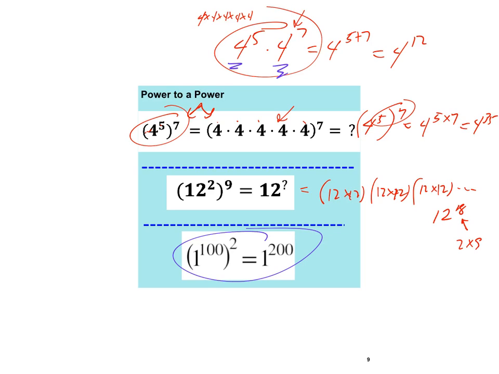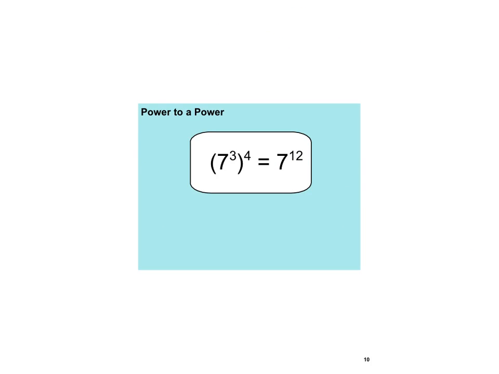Here, it did list the base 5 times, but again, we do that 7 times overall, so this was the power to a power there. Okay, here's just one final one. 3 times 4 equals 12.